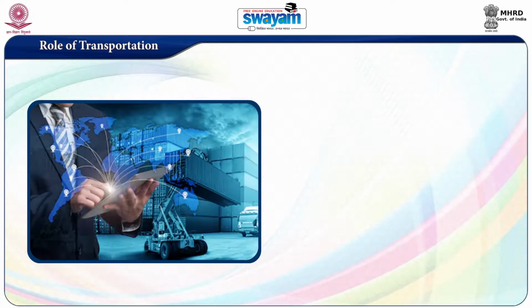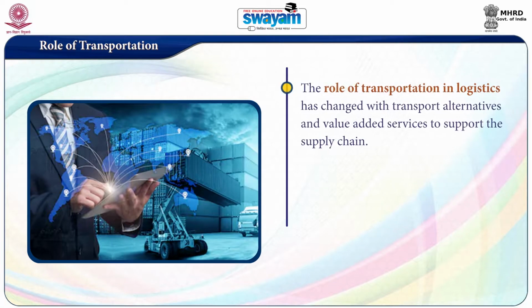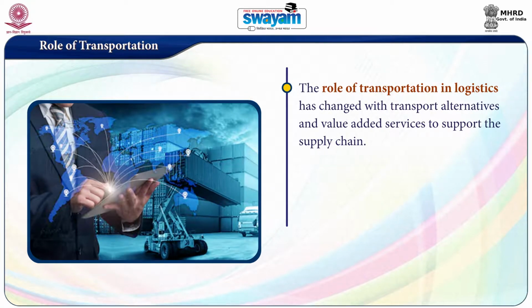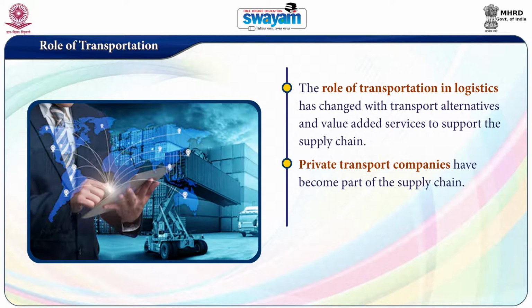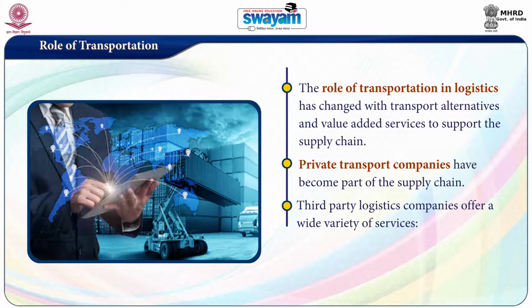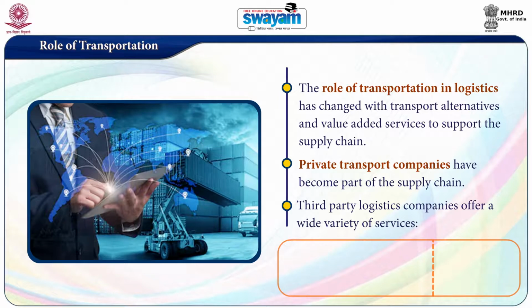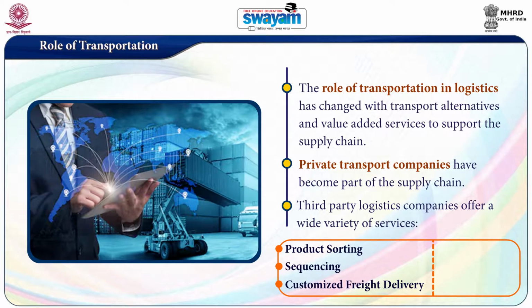Role of transportation in supply chain management. The role of transportation in logistics has changed with a wide variety of transport alternatives and with a wide range of value added service to support the supply chain. Private transport companies have become part of the supply chain, and third party logistics companies offer a wide variety of services like product sorting, sequencing and customized freight delivery to improve the efficiency of the supply chain.